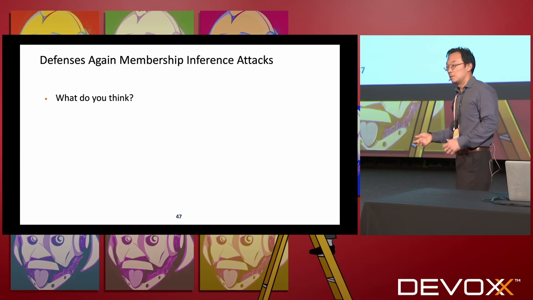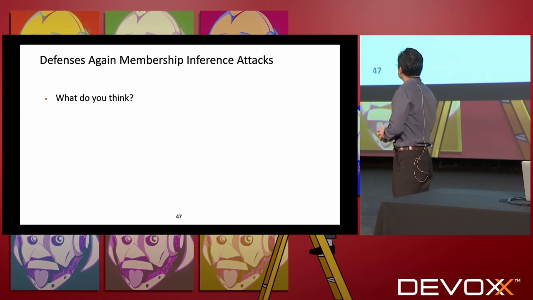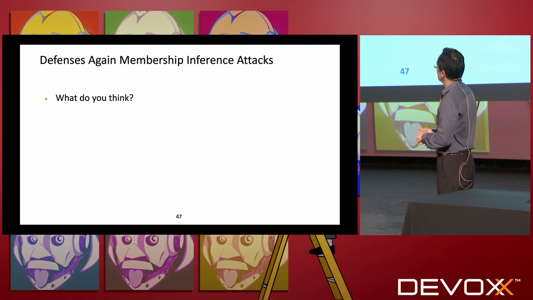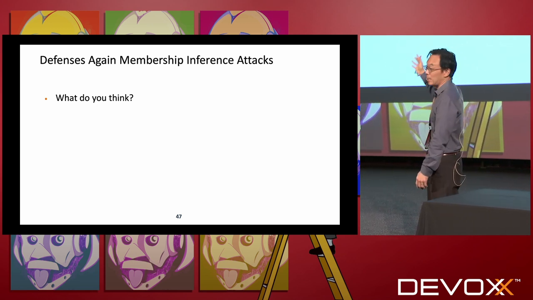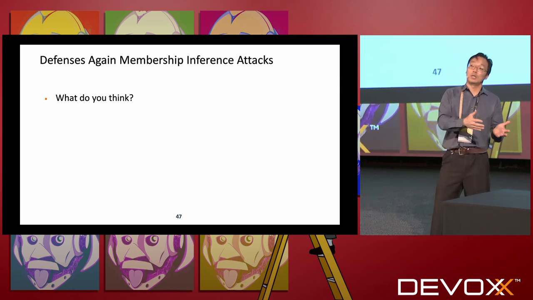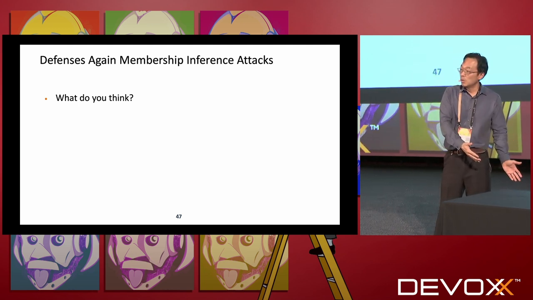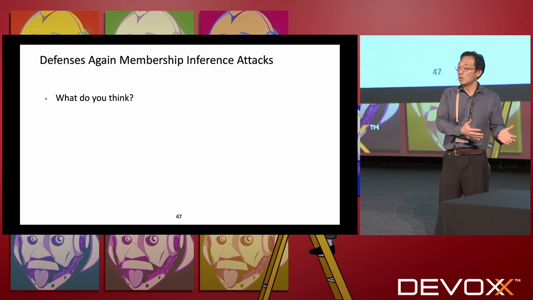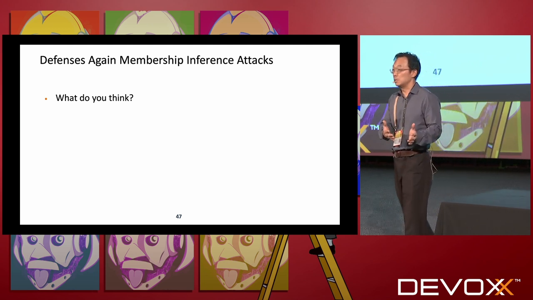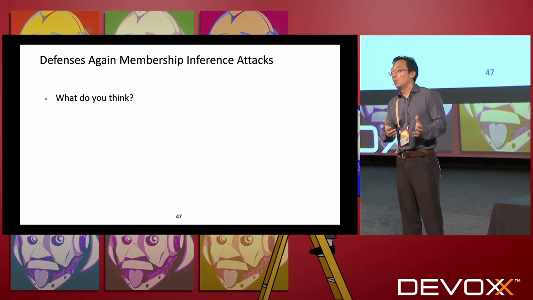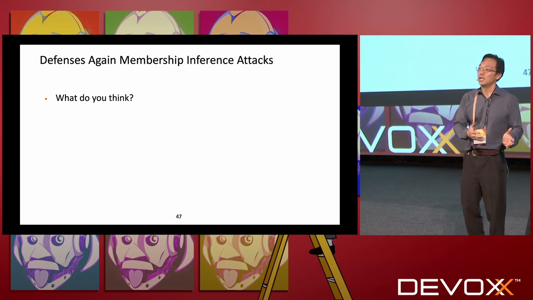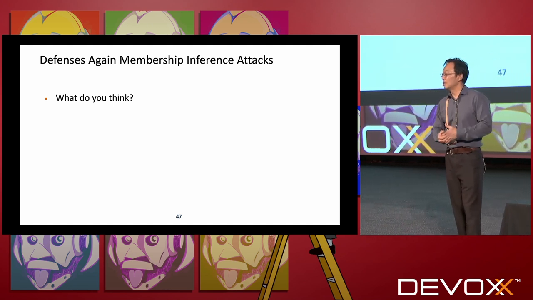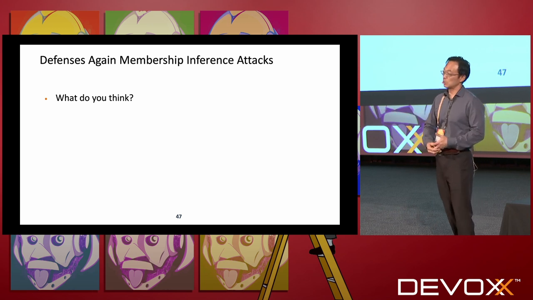What about defenses? Does anyone know what kind of defense we would use against membership inference attacks? Given that it's related to overfitting, what's a solution? Does anyone know? People have experience with machine learning and deep learning. What's a fix for overfitting? Anyone remember? Yes. Okay, you could do fewer features. That's true. What else?